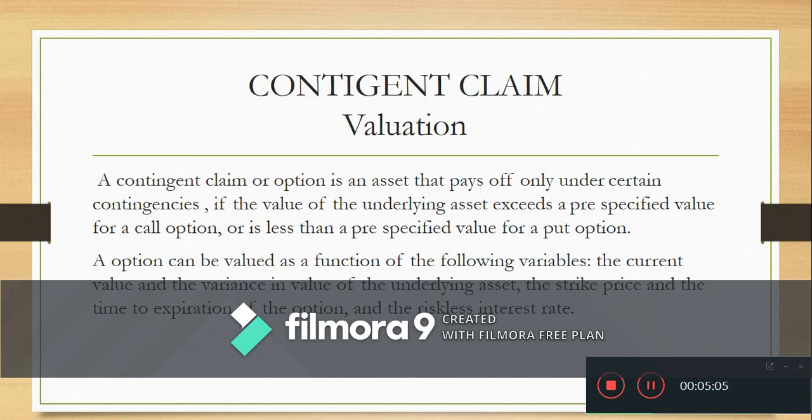An option can be valued as a function of the following variables: the current value and the variance in the value of the underlying asset, the strike price, which we generally keep as the debt of the company, the time to expiration of the option, and the riskless interest rate. This method is generally used for companies whose equity value is negative when calculated through the DCF approach.